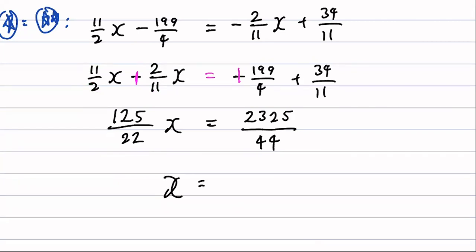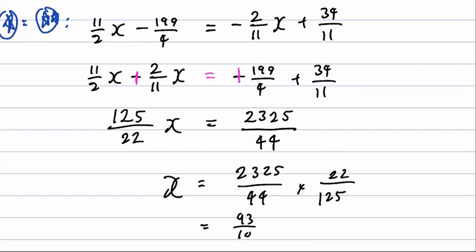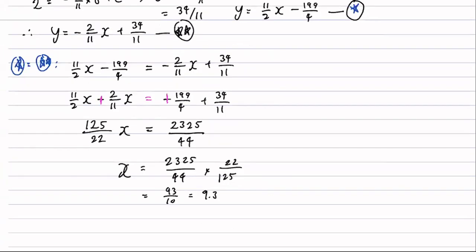Okay, so now you realize the numbers are getting quite big, so you just have to be a bit more careful when you're multiplying. So this one times 22 over 125, you get 93 over 10, which is 9.3. That's x. We're not done.